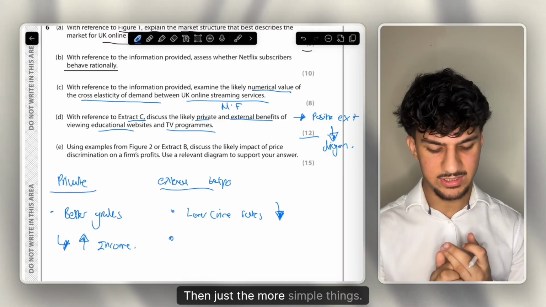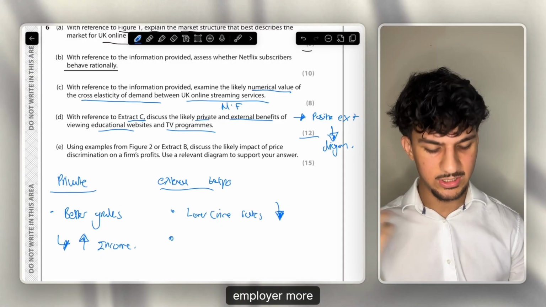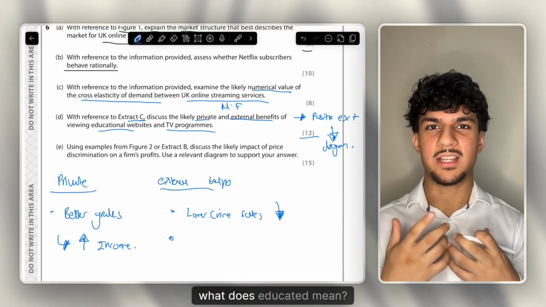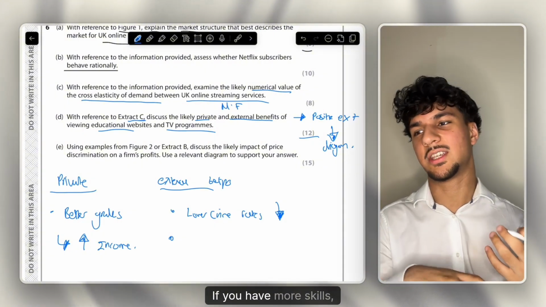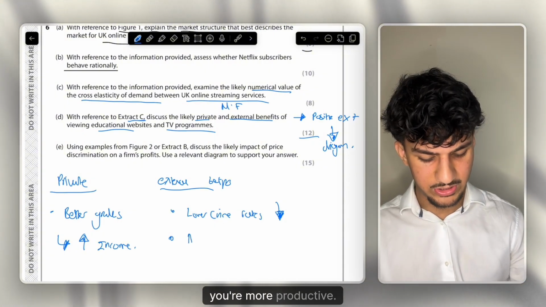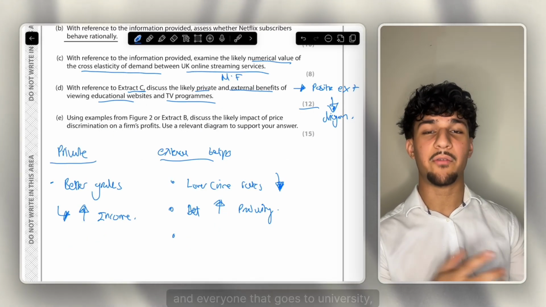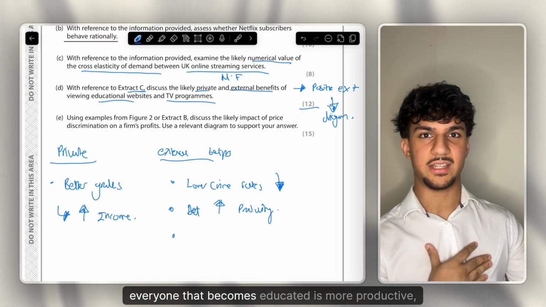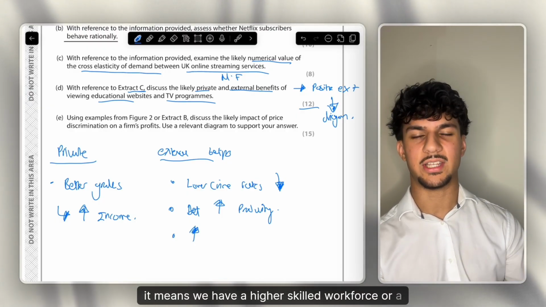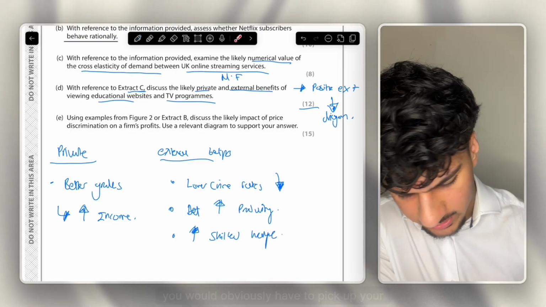Then, just the more simple things. If you're more educated, you will probably make your future employer more money. But let's go even before that. By becoming more educated, what does educated mean? You have more skills. If you have more skills, you can talk about human capital, and with better human capital, you're more productive. So, increased productivity. And if everyone that goes to university, everyone that becomes educated is more productive, it means we have a higher skilled workforce, or just a more productive workforce. And of course here, you would obviously have to pick up your application marks.